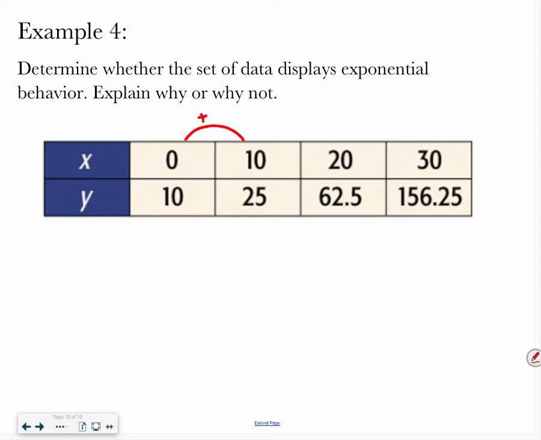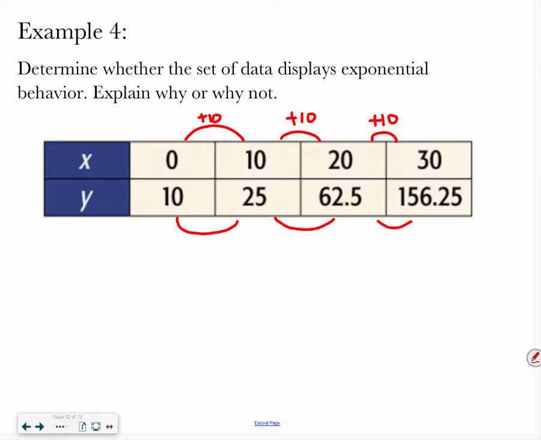So here our X, we added 10, we added 10, and we added 10. Our Y, how do we get from 10 to 25? Well, we could either say we added 15, and then we can look at how much we had to add each time. But I can tell already that 25 plus 15 doesn't give me 62.5. So I know that's not what I'm looking for. I'm not looking for subtraction. So addition and subtraction are ruled out.